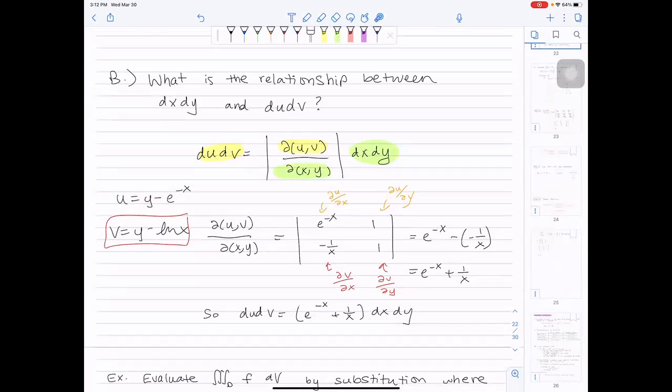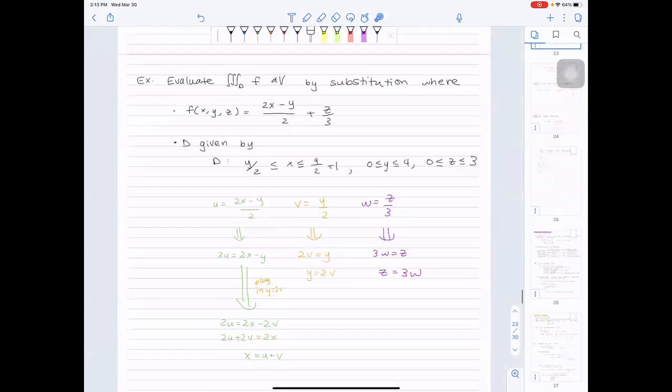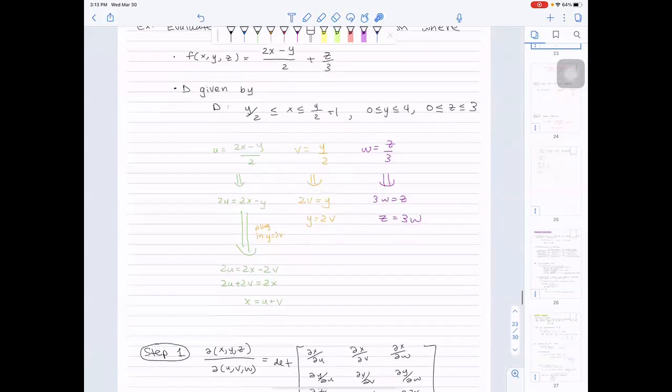Any other questions on this problem? How does that turn into e to the negative x? The determinant is this way, so e to the negative x minus this. Okay, I have a 3D example for change of variables here.